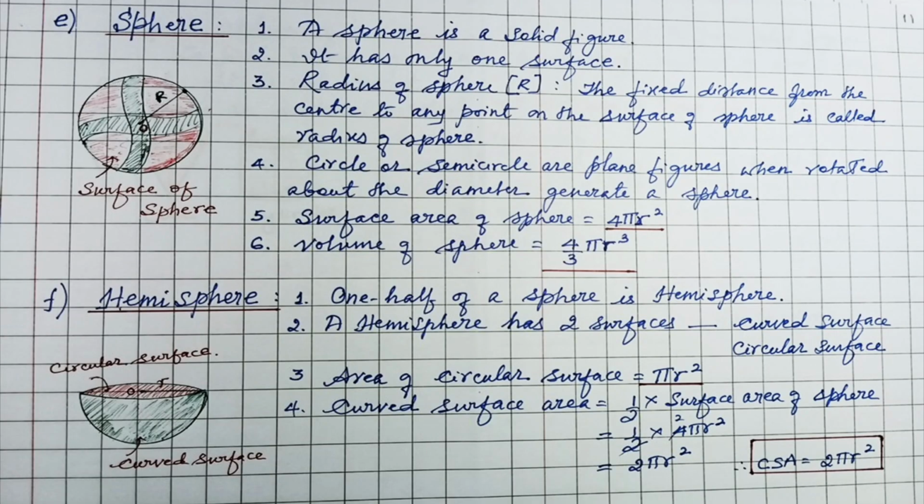A sphere is a solid figure. It has only one surface. You have seen a cricket ball. It is a sphere. It has only one surface.